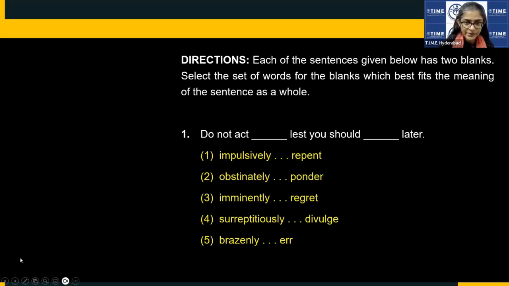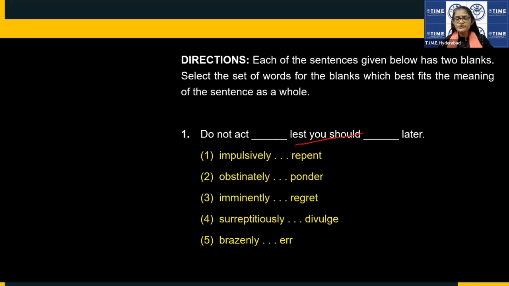The first question. Each question here has 2 blanks and we need to pick the appropriate pair of words. Do not act dash lest you should dash later. This usage of lest you should, right? It means so that you do not. So, do not act in a certain manner so that you do not something later. Let us see. Do not act impulsively lest you should repent later.